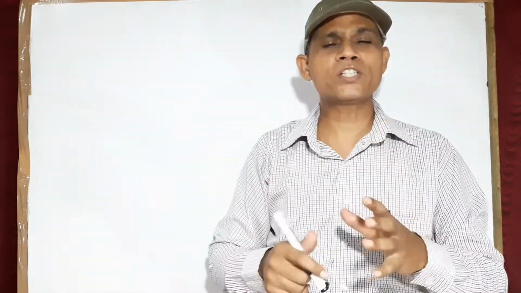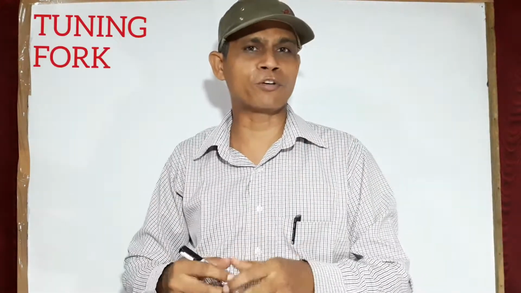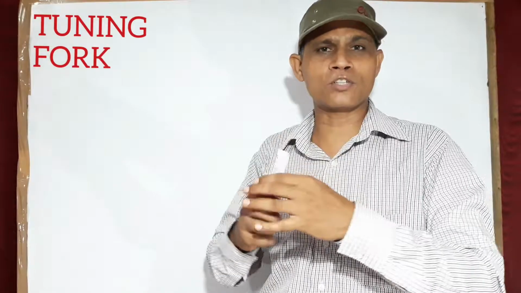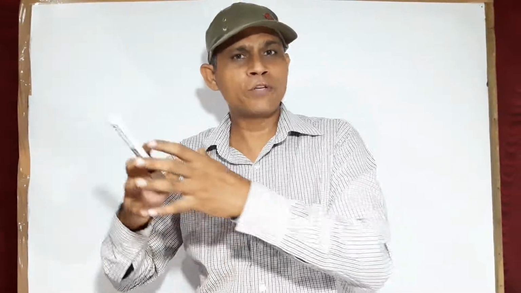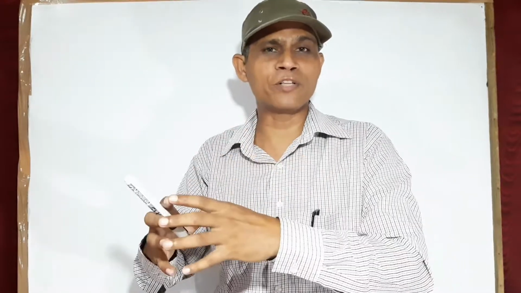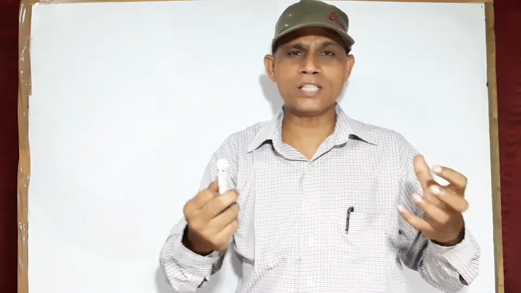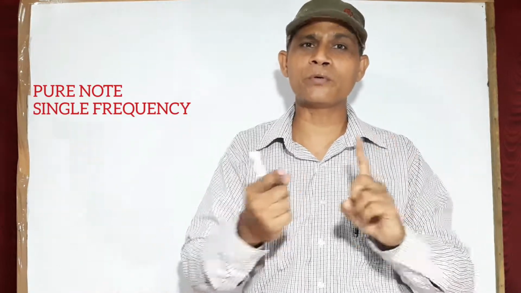Now, what are the examples of free vibration? The first example is the tuning fork. When you strike the stem of the tuning fork on the rubber pad, the prongs of the tuning fork start vibrating. This vibration is a free vibration, but the tuning fork has a single frequency, so the vibration produced also has a single frequency. So this vibration is also known as a pure note. What is a pure note?